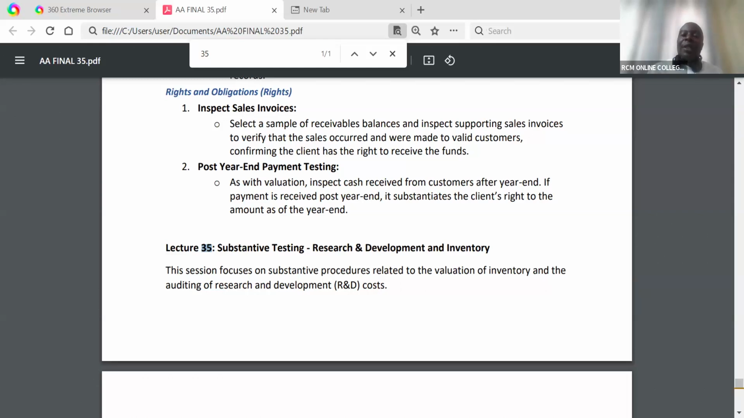Existence. Then we have, ladies and gentlemen, something very, very important that you must always test. We call this rights and what here? Rights and obligations. So this is really, really important. This basically is proof of ownership. So when you tell me that you have a motor vehicle, I can only trust that you have this motor vehicle, ladies and gentlemen, if I see ownership documents, the logbooks.